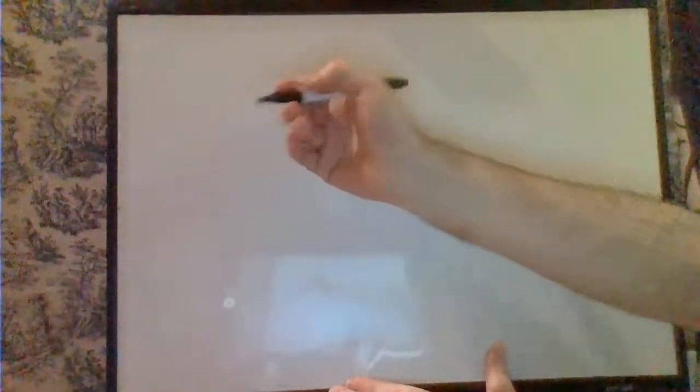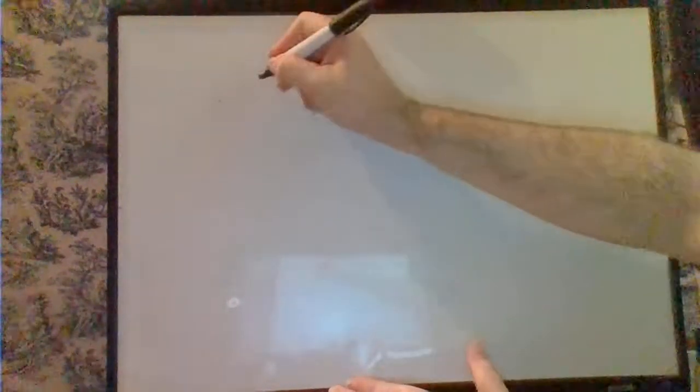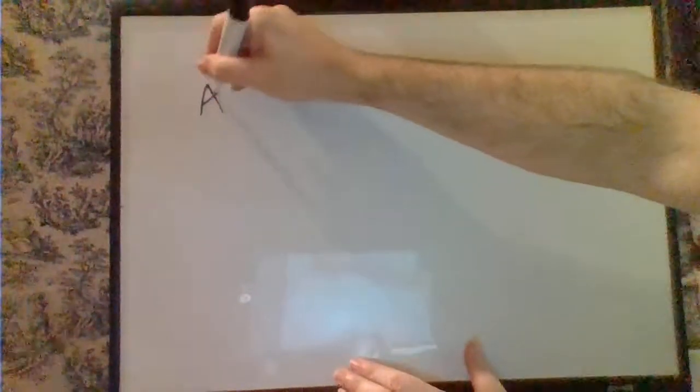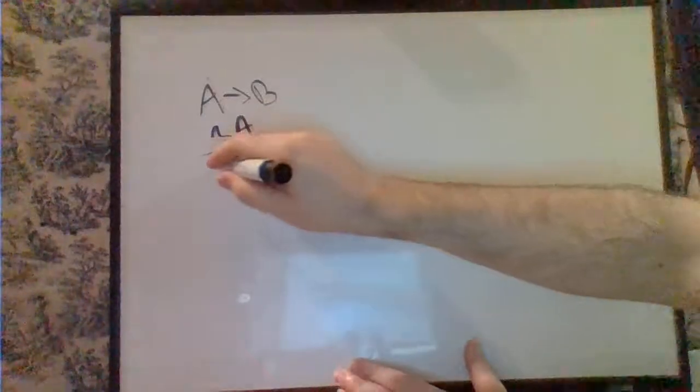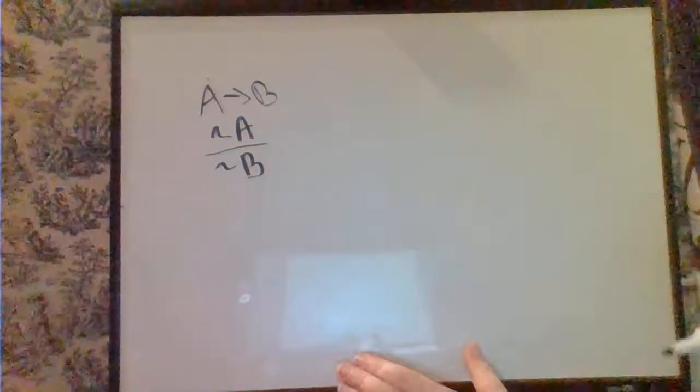So, let us take a simple argument here. This pen doesn't seem to want to work right now, so let's switch to another one here. All right. So if A, then B, not A, therefore not B. Okay. So I want to know, is this argument valid or invalid? The way I'm going to do that is to construct a truth table for it.